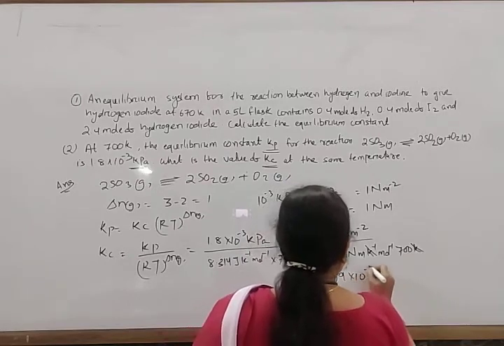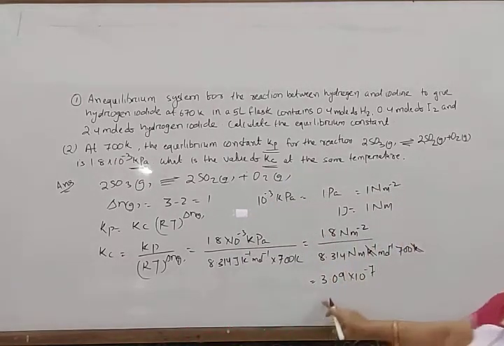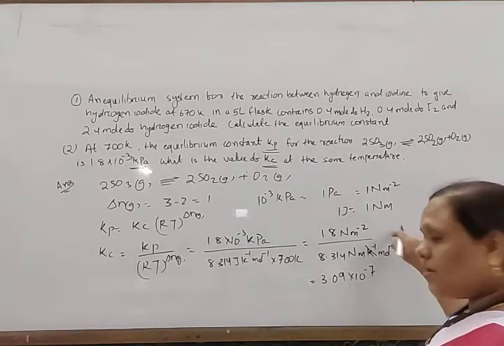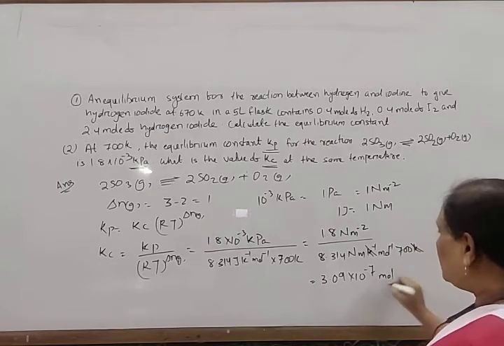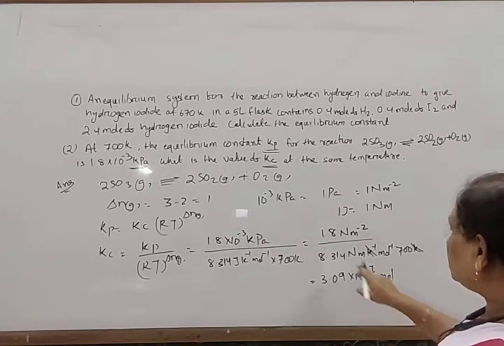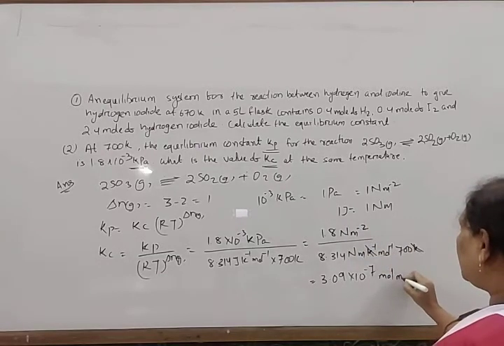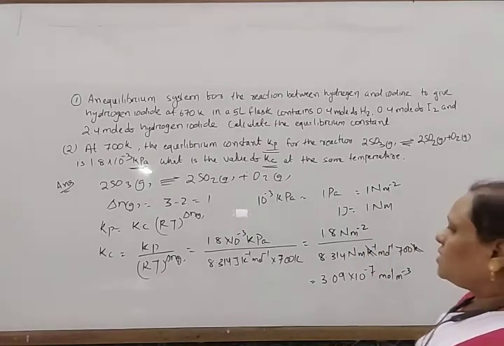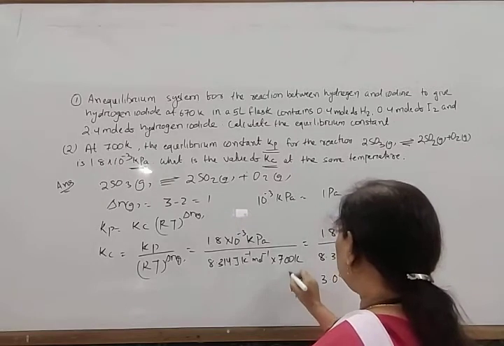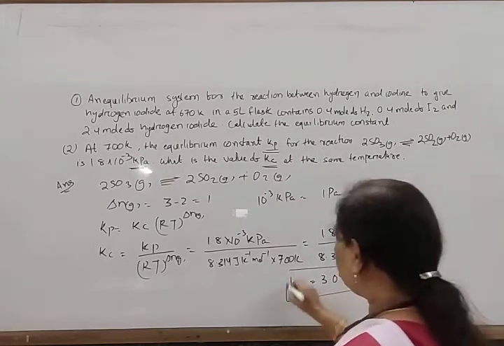So multiply these and divide from 1.8, and you will get the answer 3.09 times 10 to the power minus 7. Mole inverse comes here, so it is mole per meter cube. The Newton cancels, meter to the minus 2 and meter gives meter to the minus 3. So Kc is equal to this much.